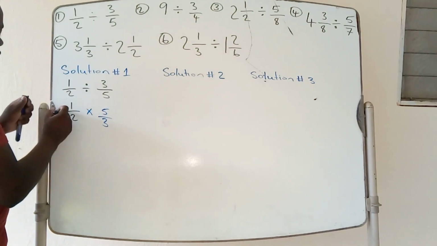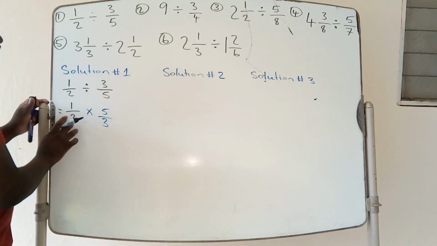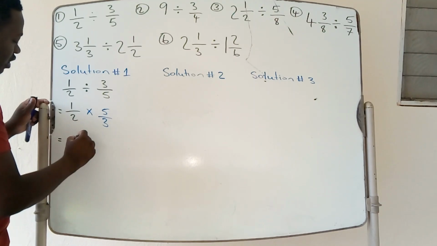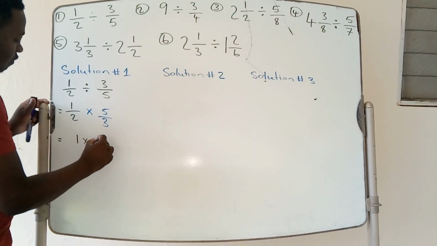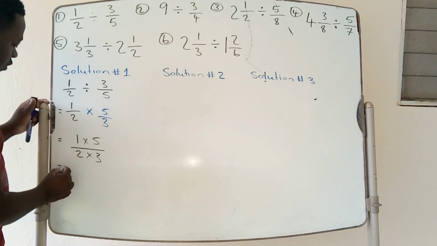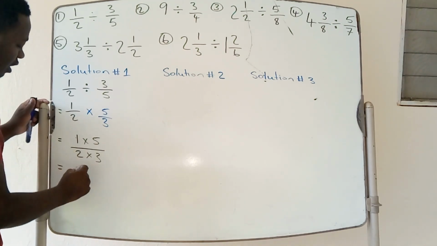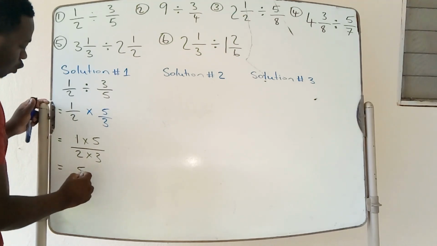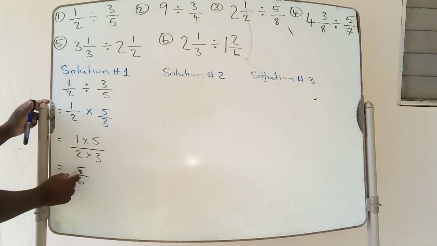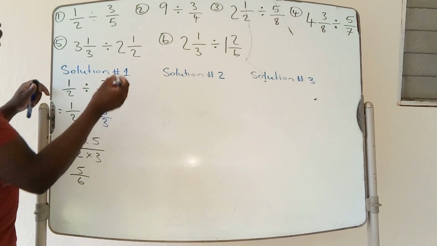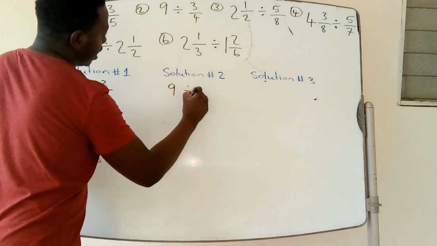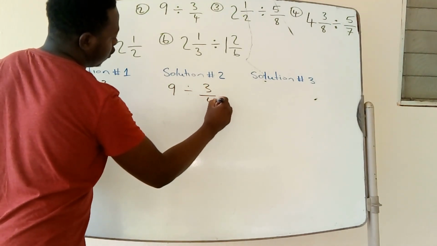Now from here, what we're going to do is to follow the procedure of multiplying fractions. So we're going to multiply numerator by numerator. So this is going to be 1 times 5 over 2 times 3, which is equal to 1 times 5, that's just 5, over 2 times 3, that's just 6. So our answer is 5 over 6. For number 2, we have 9 divided by 3 over 4.